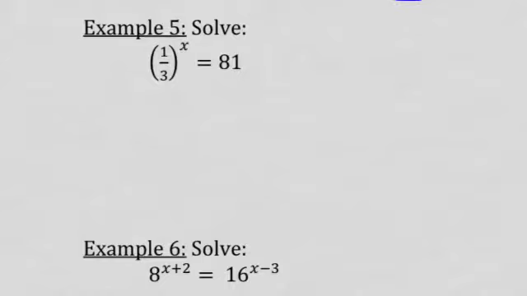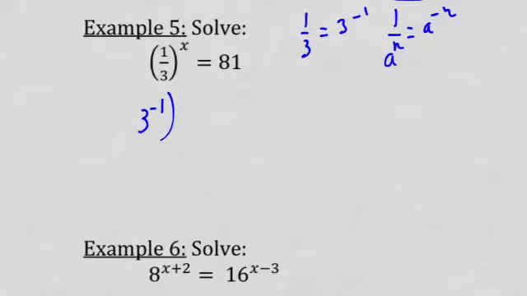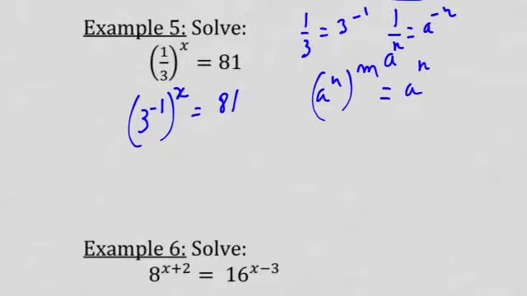So what I want to do first is try to change 1 over 3, and 1 over 3 is 3 to the negative 1, right? Why? Because I should remember my rule of exponent: 1 over a to the n equals a to the negative n. So far, I got 3 to the negative 1 to the x equals 81. Let's continue to focus on the left side of this equation. A to the n to the m is supposed to be equal to a to the n times m. So I'm going to have 3 to the negative x equals 81.